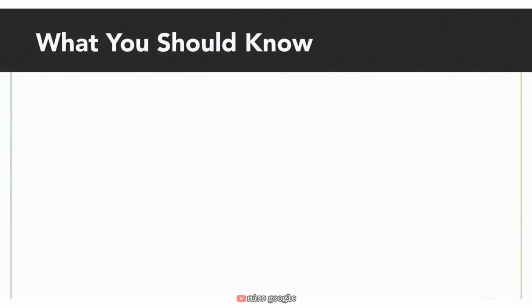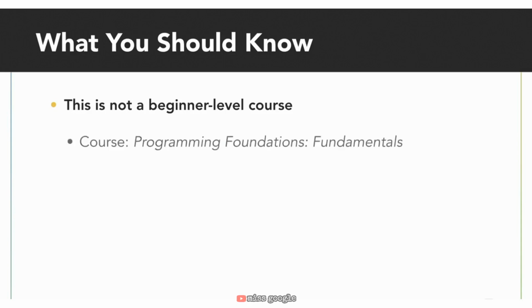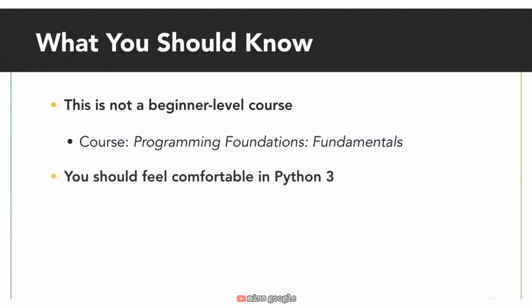So before we get started, please be advised that there are some requirements to make the best out of the course. First, this is not a beginner-level course, so if you are new to programming, please consider taking an introductory course from our library, like Foundations of Programming Fundamentals, which will give you all the tools you need to get algorithms into code. Second, all of the code examples you'll see in this course are written in Python 3, so you should feel comfortable with this programming language.